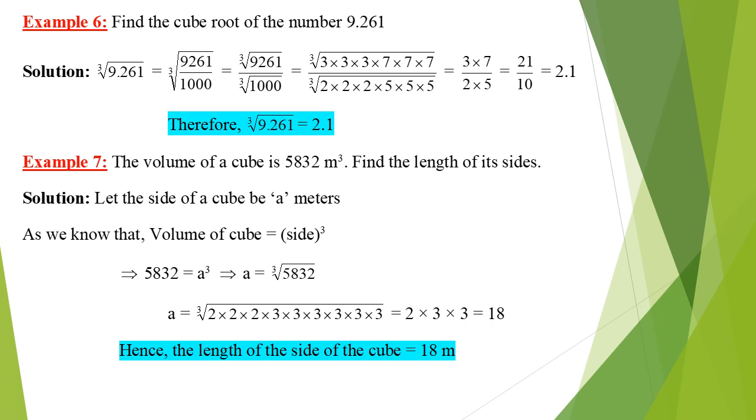And using the same steps to find out the cube root of a number, you have to convert into a product of its primes and then take out one prime from each triplet to find out the cube root. So it comes out like 2 into 3 into 3, which is 18. Hence, the length of the side of the cube is 18 meters.